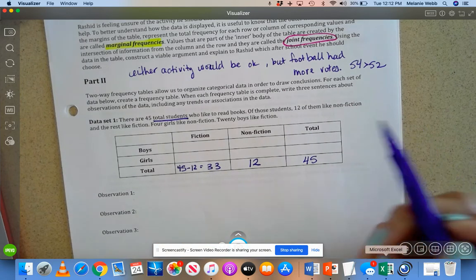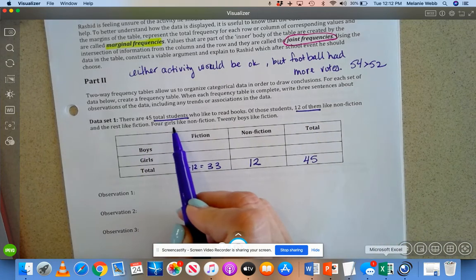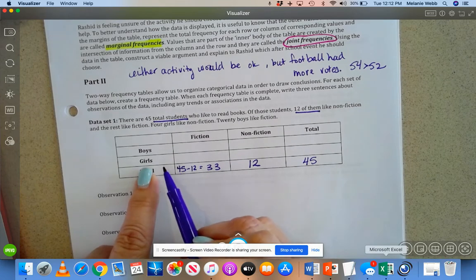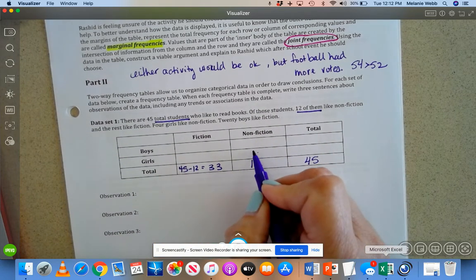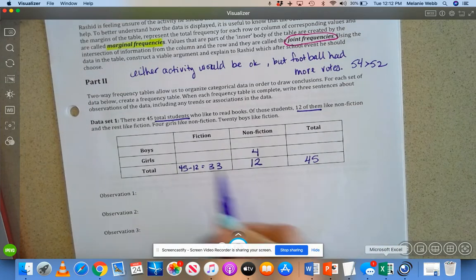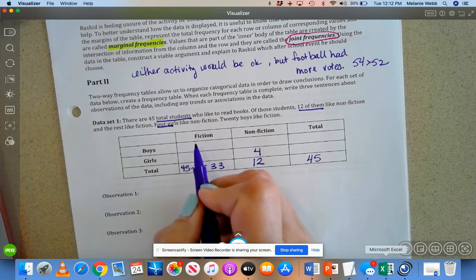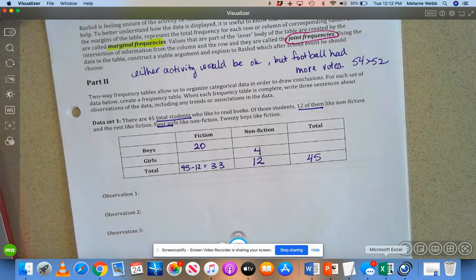Okay, so now we have some more information. We have 4 girls like nonfiction. So you would just go to where girls intersects with nonfiction. So you have 4 girls like nonfiction and 20 boys like fiction. So this is boys, fiction, you're going to put 20 here. Okay, so now even though they don't give you any more information, you can actually fill in the rest of the table because now you have enough numbers.